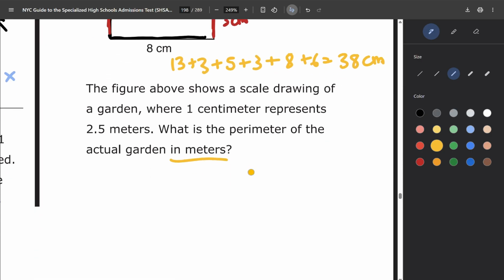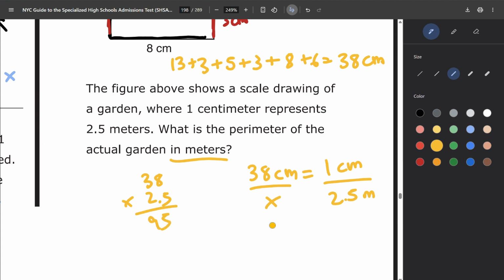So now what we're going to do is use cross multiplication. So we know that 1 centimeter is equal to 2.5 meters. That's not true in real life, but this is what they're using in the problem as a scale. So 38 times 2.5 is equal to 95. So x must equal 95, and that is the perimeter of the garden. So 95 meters. Just like that, you found the answer.